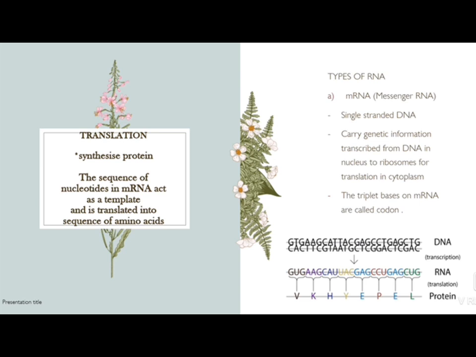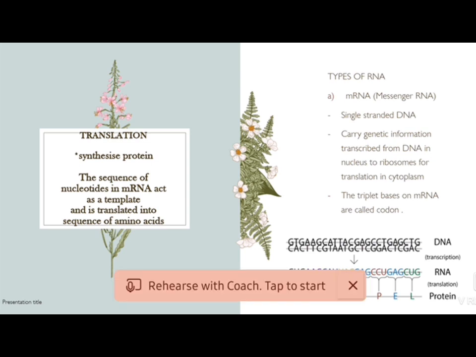And we have many types of RNA, which are mRNA, tRNA, and also rRNA. We will go through one by one. So mRNA, which is known as messenger RNA, is a single-stranded RNA which will carry genetic information transcribed from DNA in the nucleus to ribosomes for translation in the cytoplasm, and the triplet bases on mRNA are called codons.